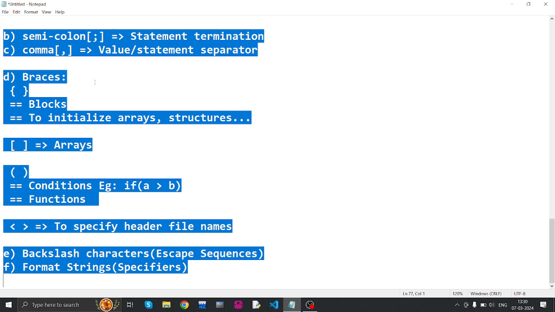Operators are a very important concept of any programming language. What is an operator? What are the various types of operators provided by C programming? We'll discuss it in our next tutorial. I hope you are clear with this topic, that is the tokens of C programming. Let's meet in our next video, on the various operators supported by C programming language. Okay, thank you all. Let's meet in our next session.